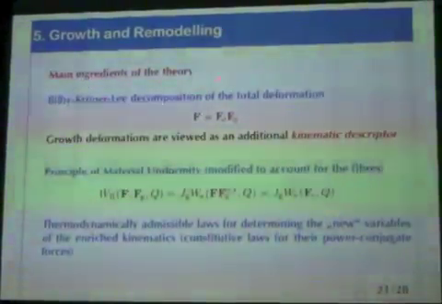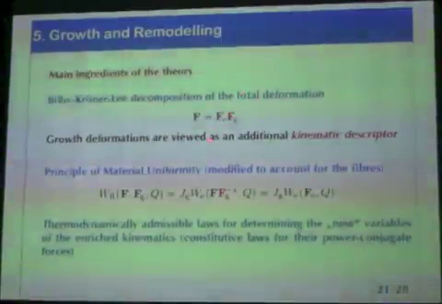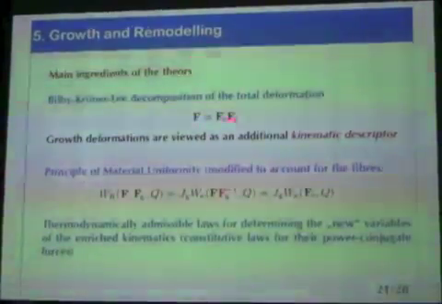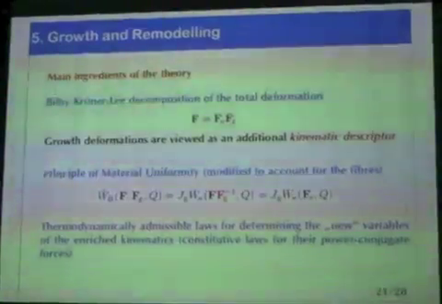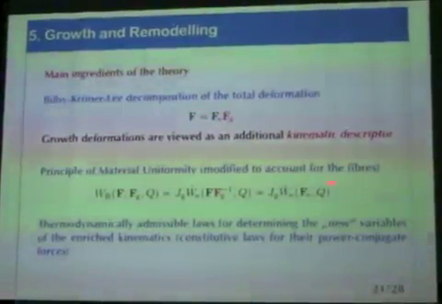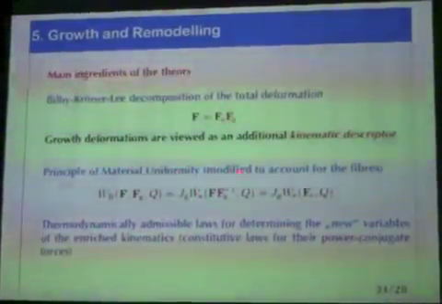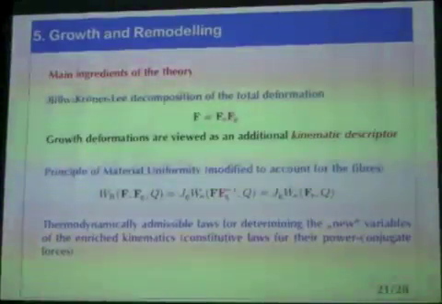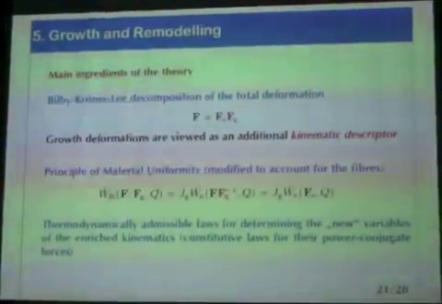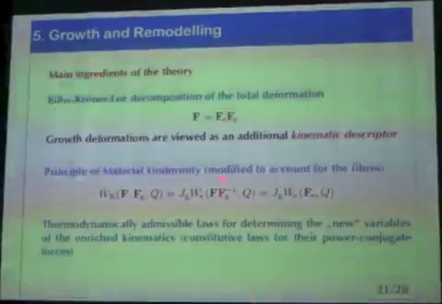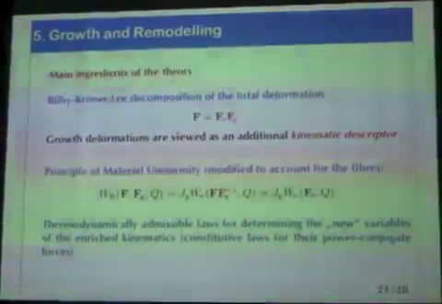So, the main ingredients of the theory will be, of course, the Bilby-Kröner-Lee decomposition of the total deformation into an elastic and a growth part, which will be treated as an additional kinematic descriptor, not as an internal variable. One invokes the principle of material uniformity, which should be modified to account for the fact that, strictly speaking, the material is no longer uniform because you have the fibers, which in principle have different properties from the matrix. And in this case, you have to find thermodynamically admissible laws for determining the new variables.